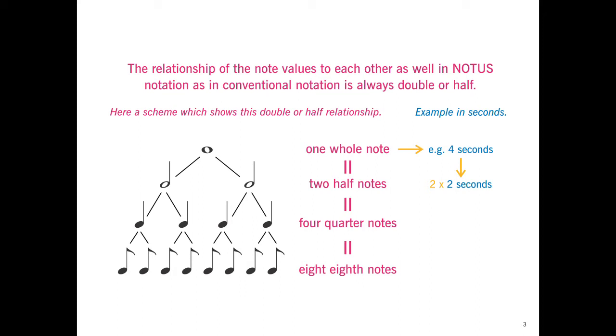And the next smaller note value, which is a quarter note, takes 1 second. So, 4 quarter notes take as long as 2 half notes or 1 whole note. Now follows an eighth note, which will take half a second. So, 8 eighth notes take as much time as 4 quarter notes, 2 half notes, or 1 whole note. You see, all these note values have a double or half relationship.